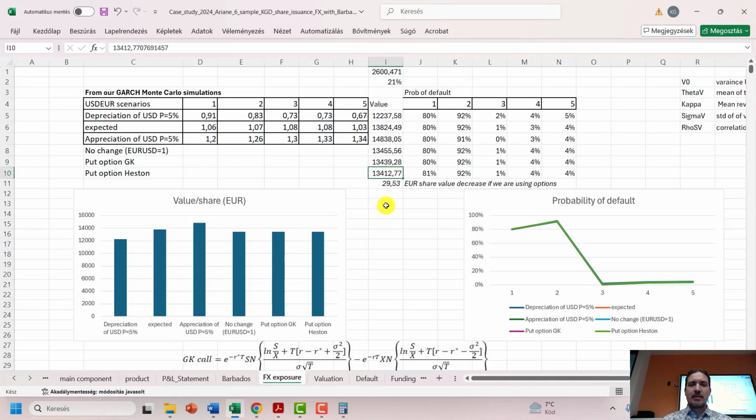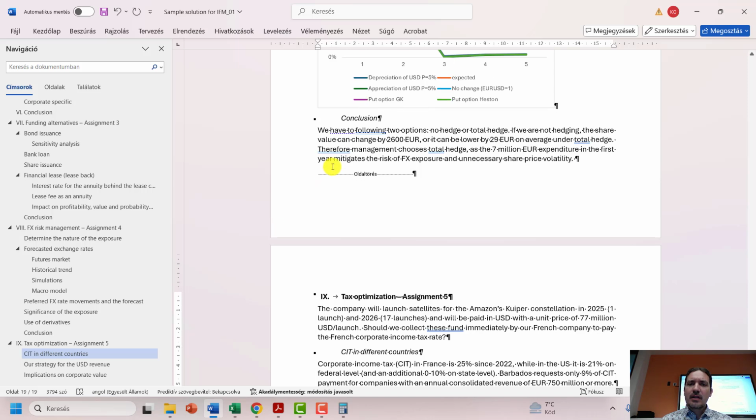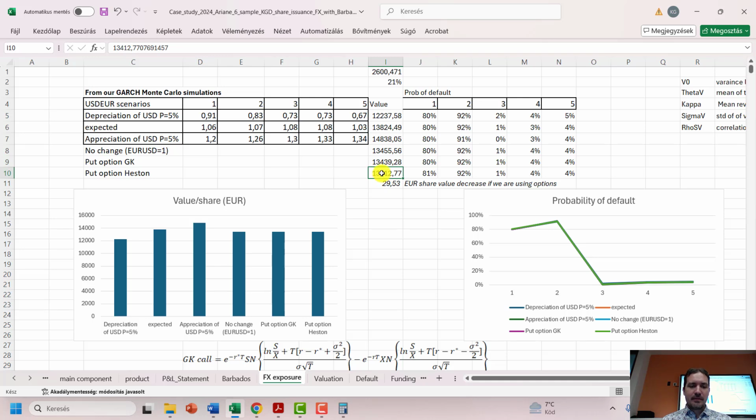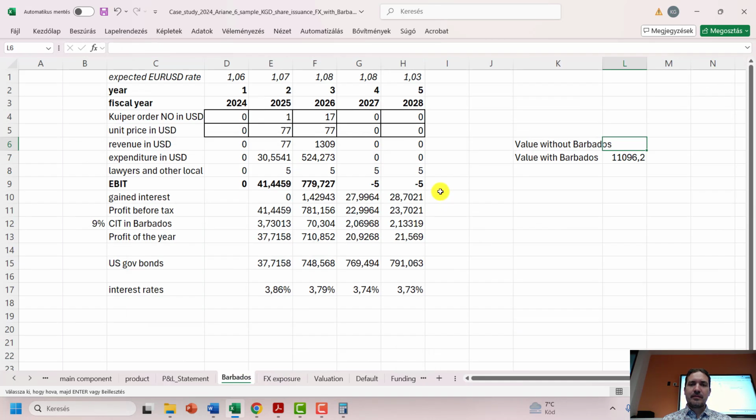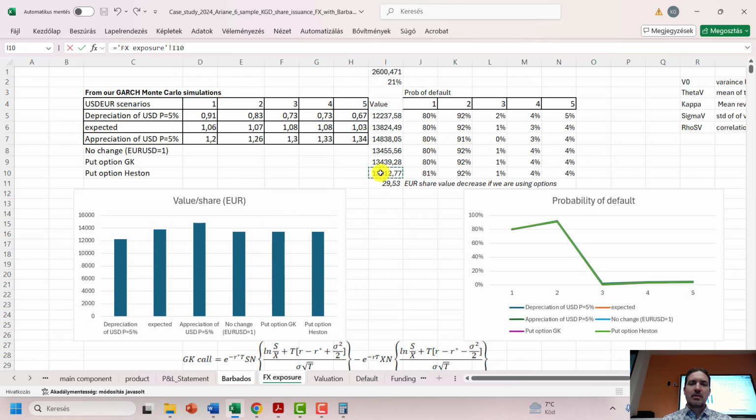Okay, so we should pick up, because at the end of the day I was choosing to use Heston or one of them. Did I? You have to follow the options. We are not hedging, yes. Therefore, the management chooses total hedge as the 7 million euro exposure in the first year mitigates the risk. So, okay, let's go for this. Or I will just highlight that. Okay, it's coming from here.